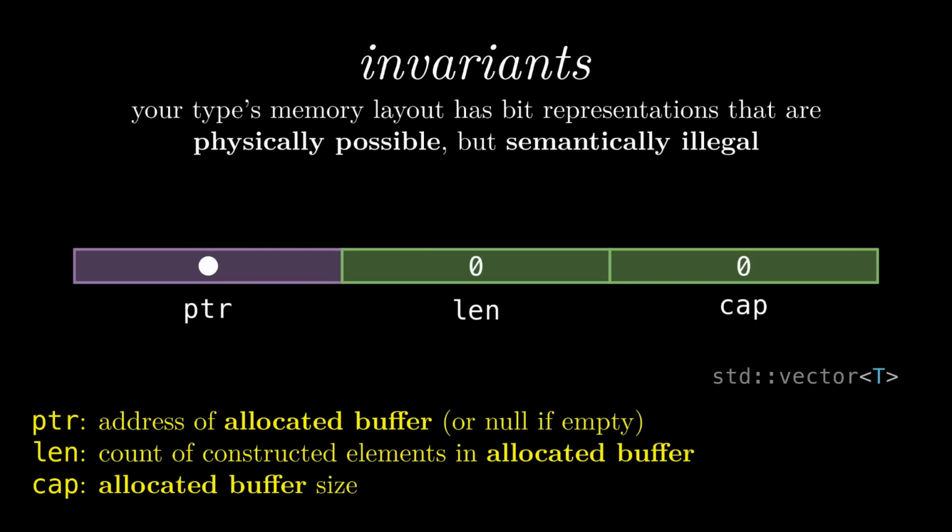This vector on screen is clearly empty. It has no allocated buffer, no constructed elements, no capacity. Now, it is physically possible for us to go in there and write a different value to the memory that underlies this integer field.